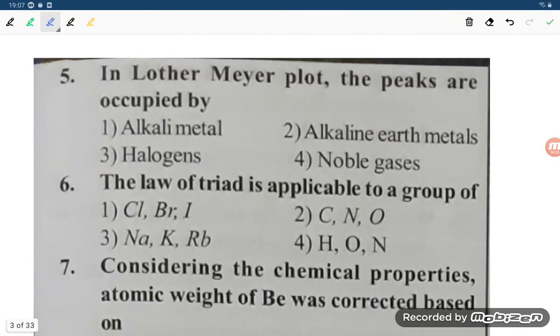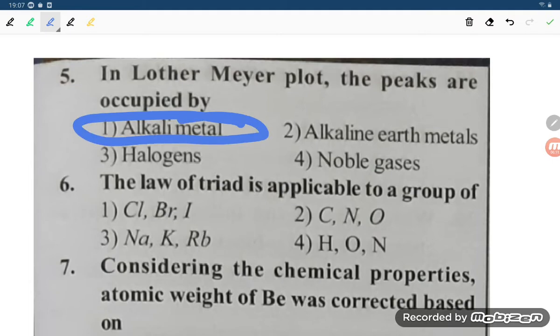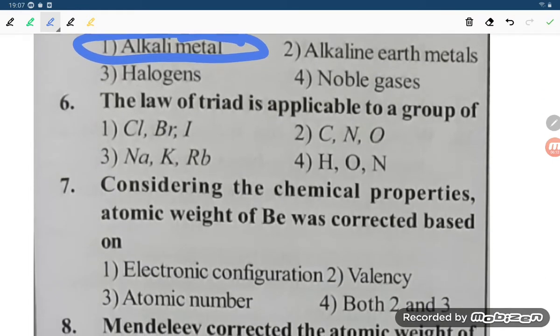In Lothar-Meyer plots, the peaks are occupied by alkali metals. Option A is correct for 5. The law of triads is applicable to which group? Students, chlorine, bromine, iodine are in the same group. That is when you are studying the triads model. He gave 3 triads.